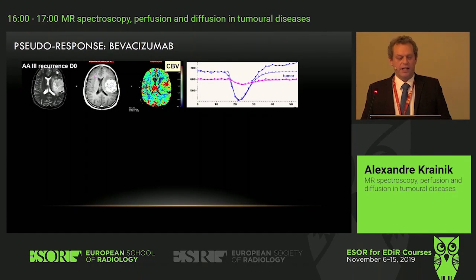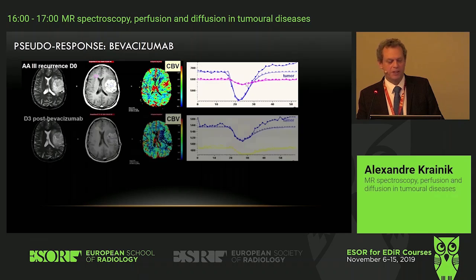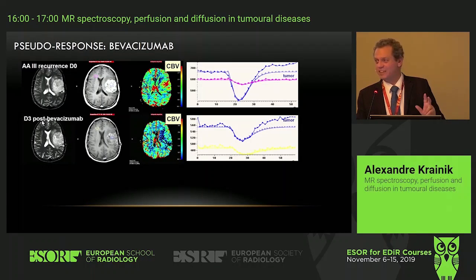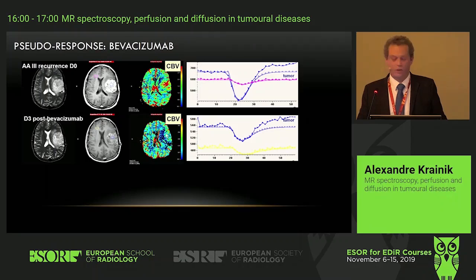Then here is another case. It's an anaplastic astrocytoma, grade 3. You see that there was some hypervascularization. Here, an increase of signal change with permeability. Only 3 days after the administration of the anti-angiogenic, you start to see a decrease of contrast enhancement. The CBV has decreased as well.